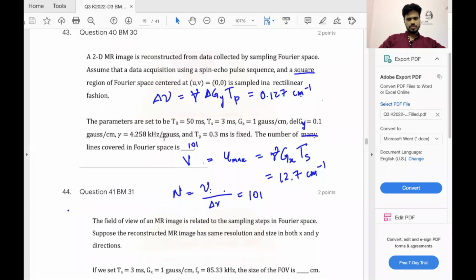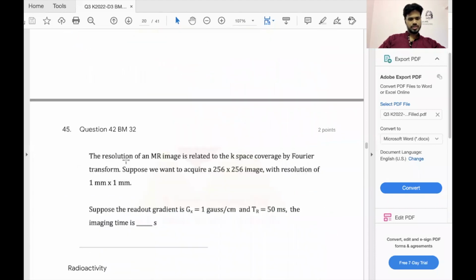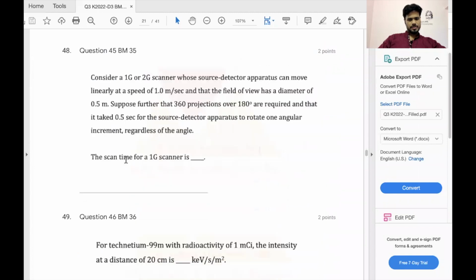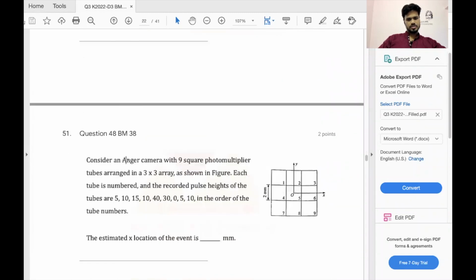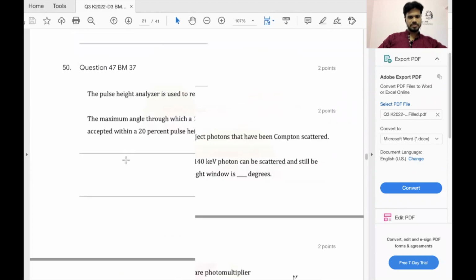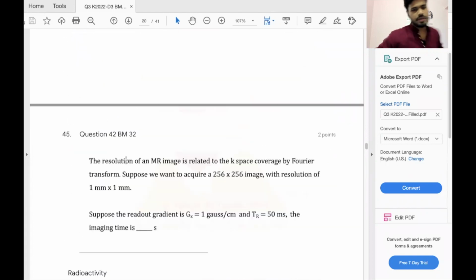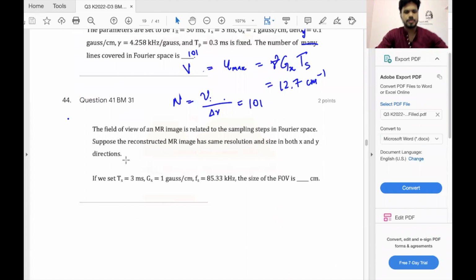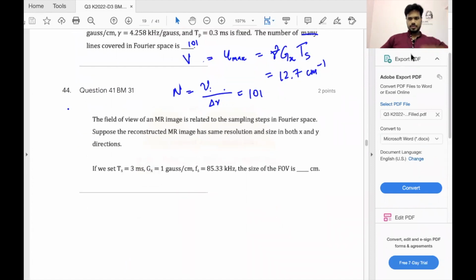Okay, suppose we did till this question, 43rd question, 44th question. So actually we have close to 10 medical imaging questions. Anyways, let's quickly go through them. Let's also do this pretty fast.